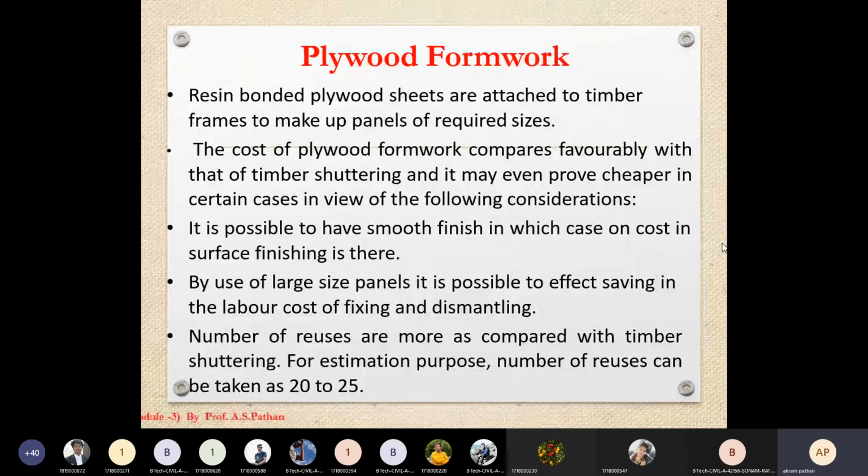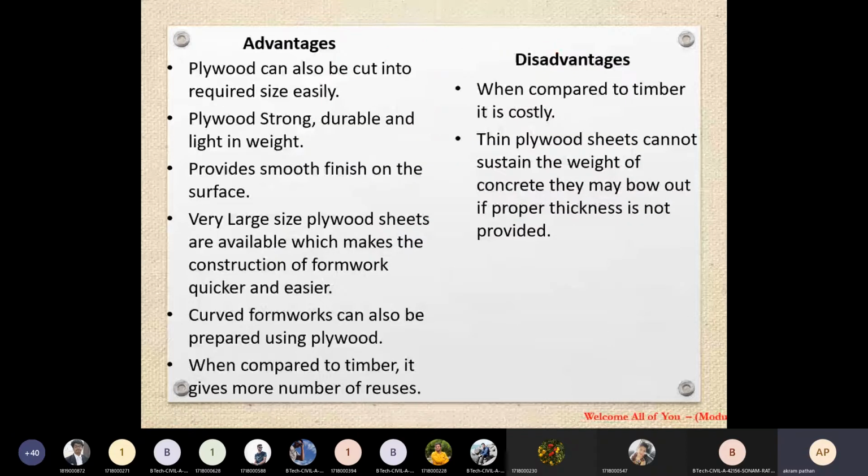The number of reuses is more compared with timber shuttering, so we can use it a number of times. This is a major advantage compared with timber formwork. For estimation purposes, the number of reuses can be taken as 20 to 25 times. So we can reuse this plywood formwork for any type of work 20 to 25 times.